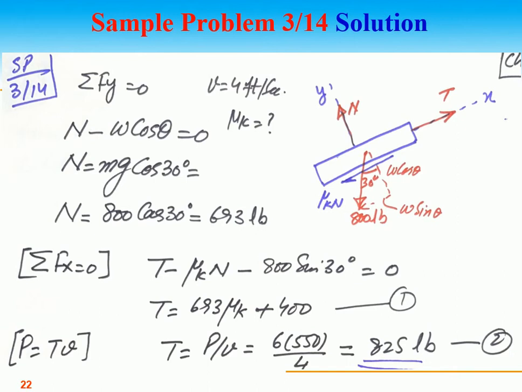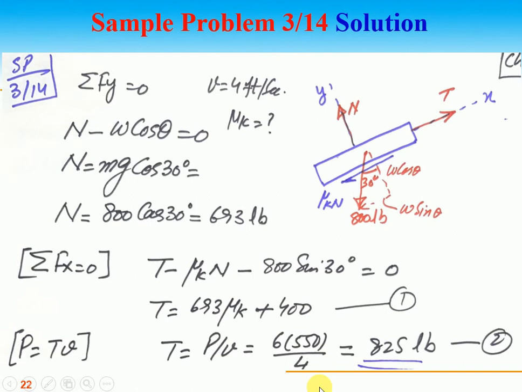There is no movement, because there is no acceleration; it is moving with constant velocity. So T minus mu k N minus 800 sine of 30 is equal to 0, where T is the tension, the frictional force acts in the opposite direction, and there is the weight component. We get the tension, which is basically 693 mu k plus 400.